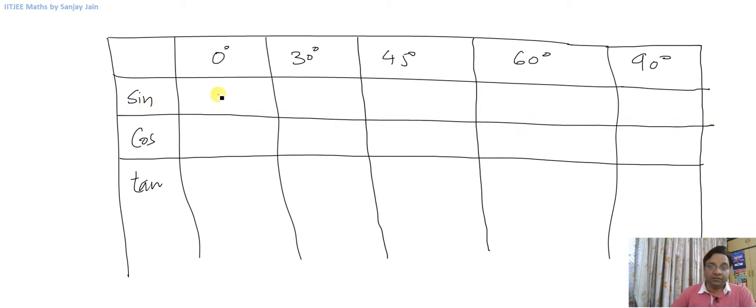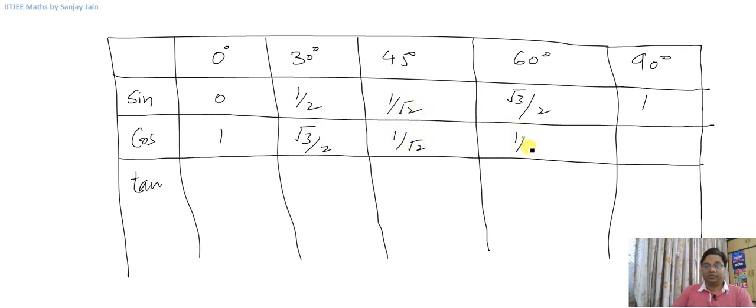So sine 0 degree was 0, sine 30 was 1 by 2, sine 45 was 1 by root 2, sine 60 was root 3 by 2, and sine 90 was 1. So cos 0 was 1, cos 30 was root 3 by 2, and cos 45 is the same as sine 45. Cos 60 is 1 by 2, and cos 90 is 0.